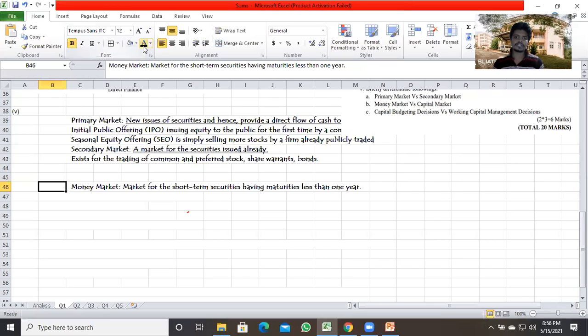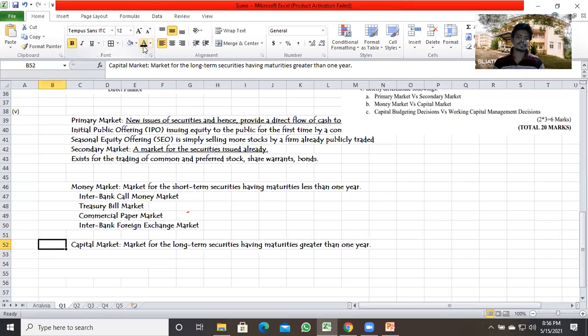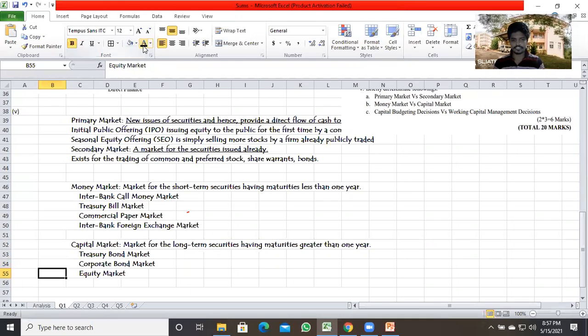Then the second one is money market and capital market. I discussed this in my last session. Money market is trade in short term finance, meaning the maturity period of those securities is less than 1 year. Here I have put treasury bills, commercial papers, those things. Then capital market is trade in long term finance, meaning the maturity period is greater than 1 year. Treasury bonds we can identify.